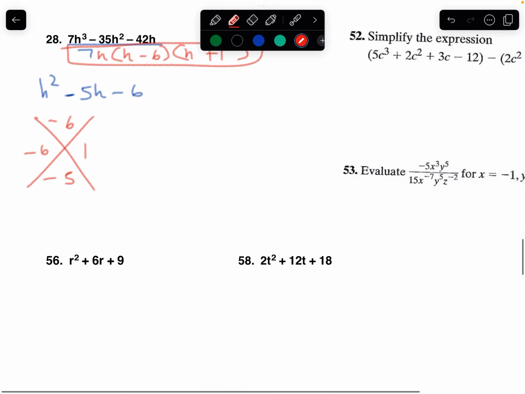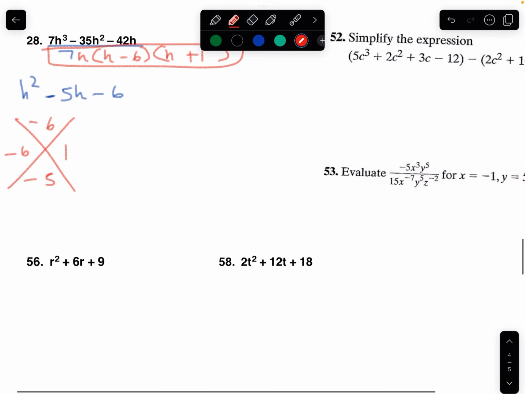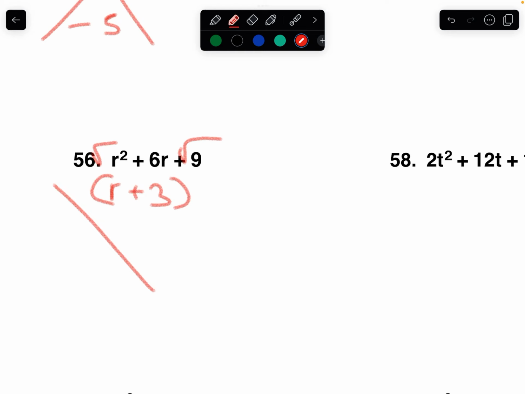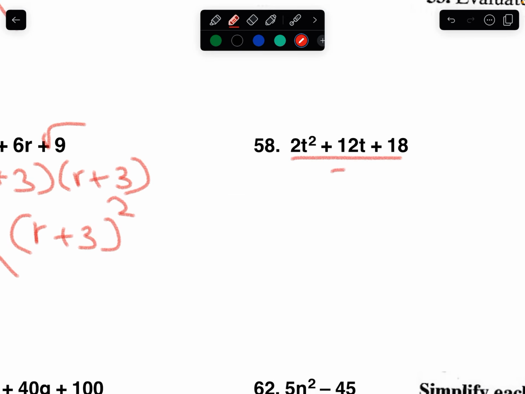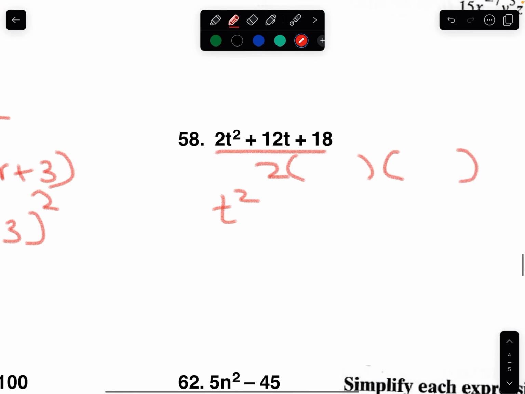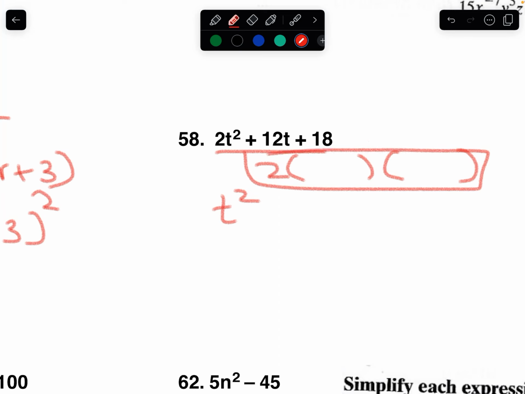Okay, so 52, let's do this. Well, this, you just, oh, square root, perfect square. R plus 3 and R plus 3. So R plus 3 squared. Divide by 2. You get T squared, so you get this answer. Notice I'm showing you even more shortcuts, right?